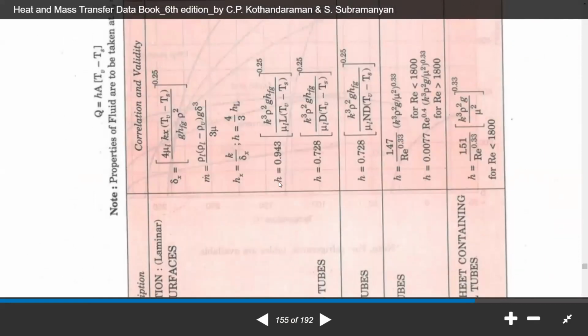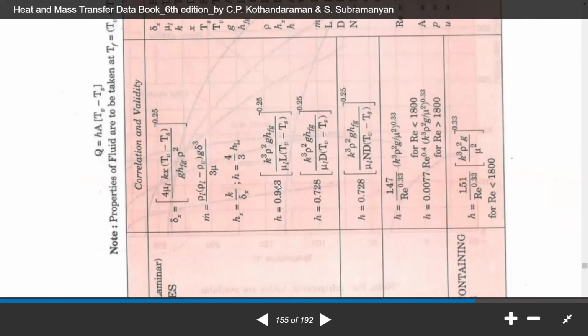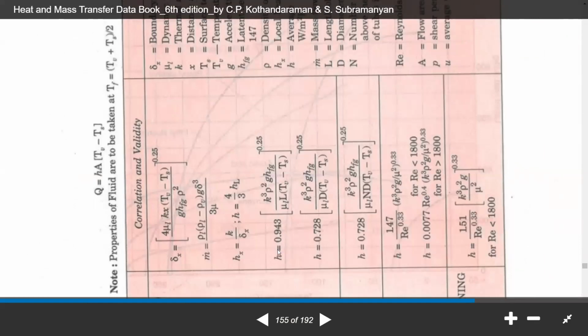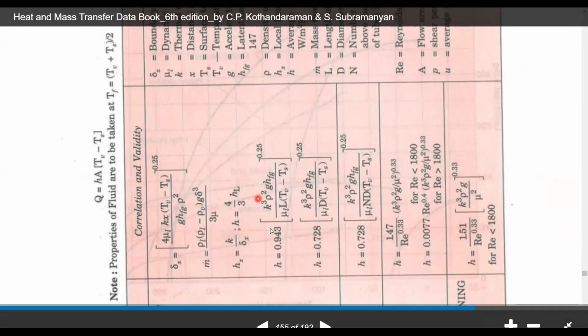Now this value of h is the heat transfer coefficient for laminar flow. For film-wise condensation for laminar flow, the average heat transfer coefficient h equals 0.943 into this complete parameter group raised to 0.25. Here Tv is the temperature of vapor, also known as Tsat. Both are the same; you can take Tv or you can take Tsat.